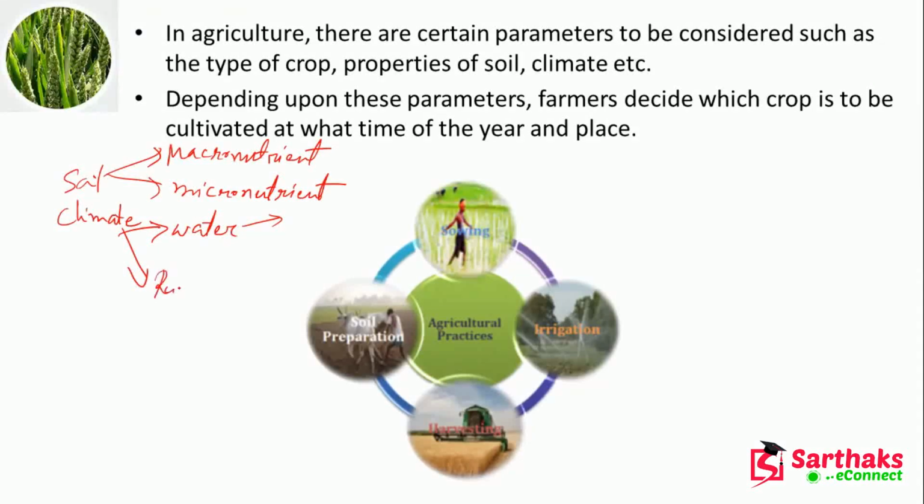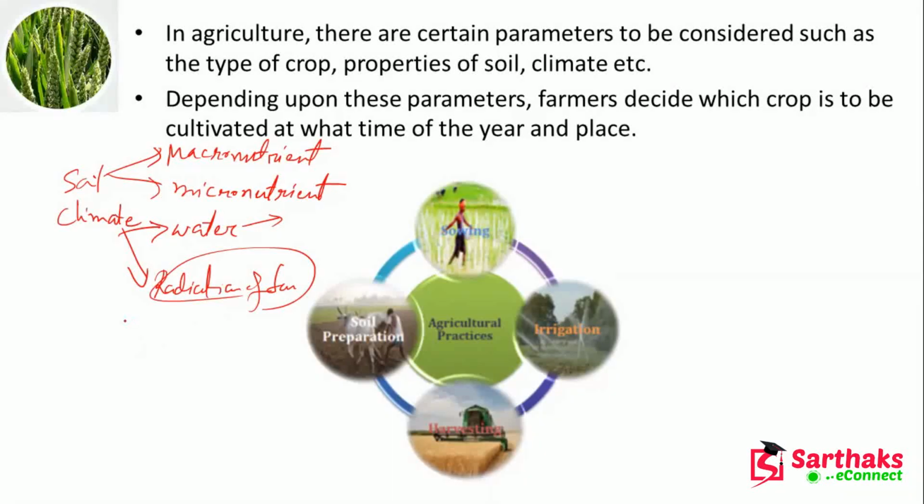What will be the radiation? What will be the radiation of sun that is applicable or good for the crop? That is also important. So depending upon all these parameters, the farmers will decide which crop is to be cultivated at which time of the year and which place.